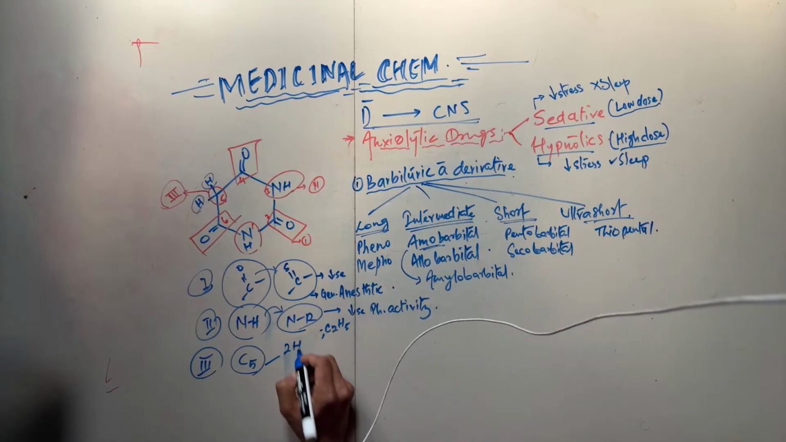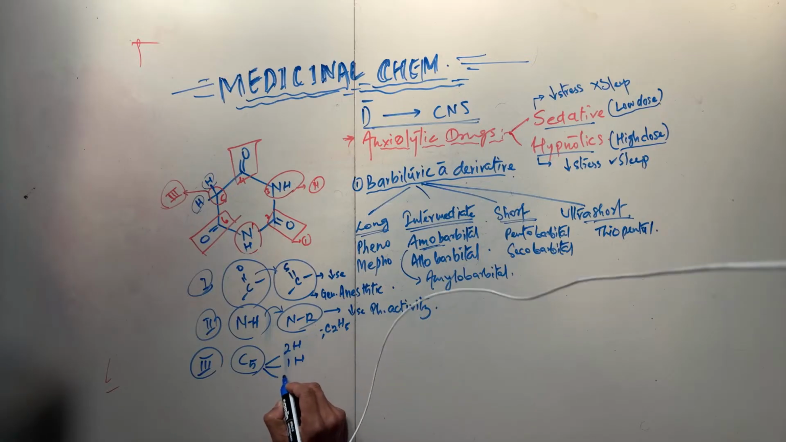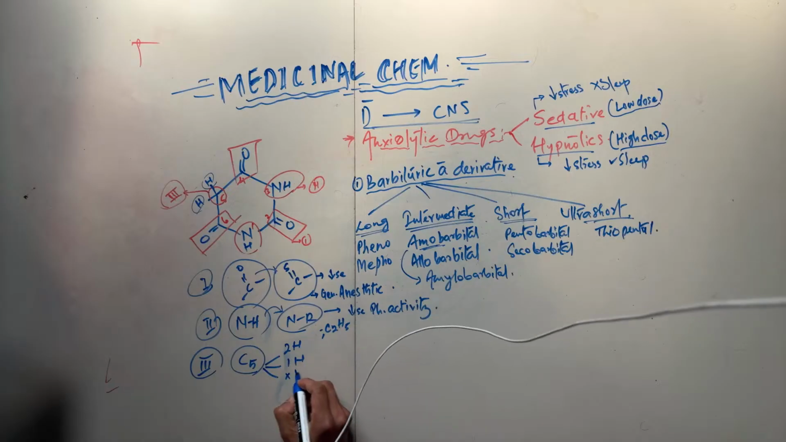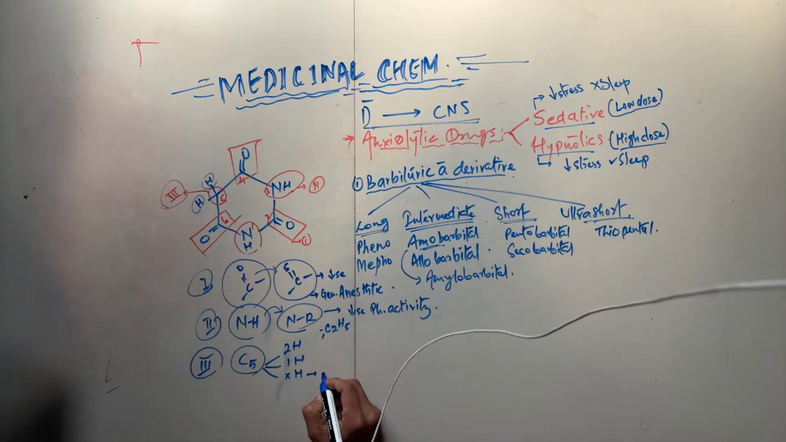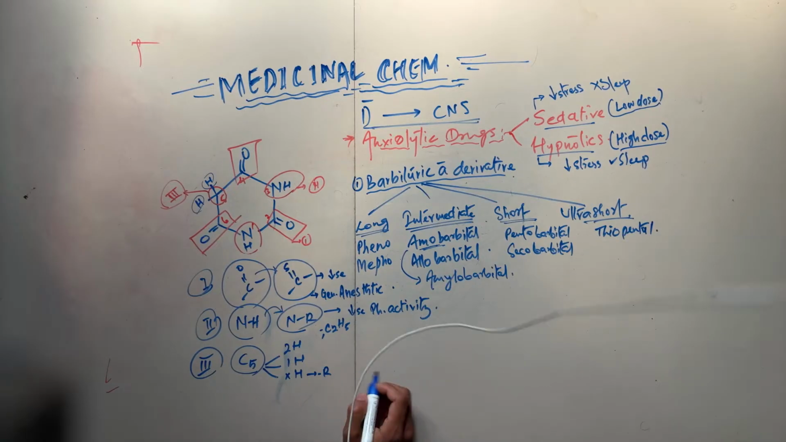Number one, two hydrogen. Number two, one hydrogen. And number three, no hydrogen, zero hydrogen. That is called no hydrogen. Rather, here there will be any alkyl group or anything. Alkyl group, phenyl group or anything.